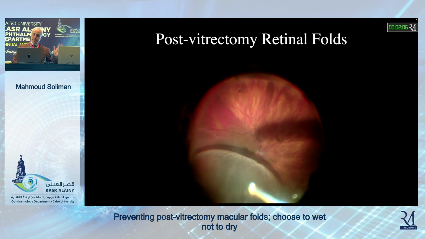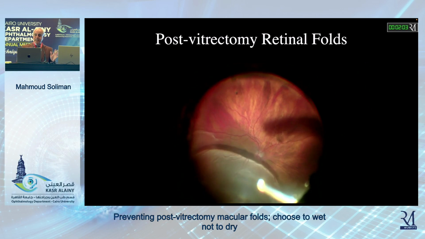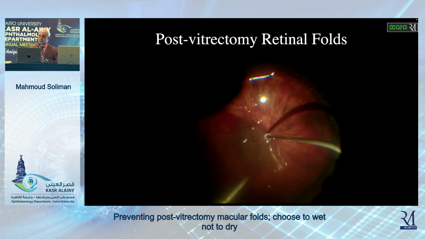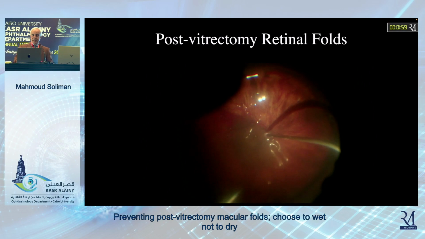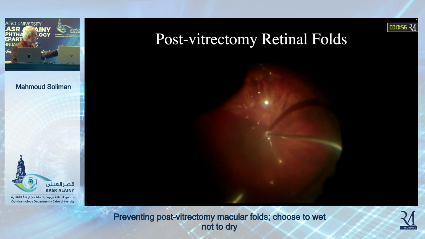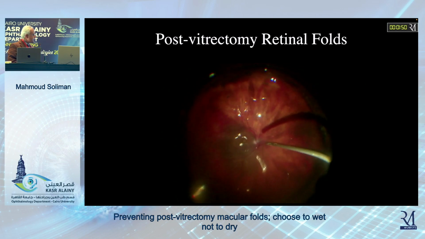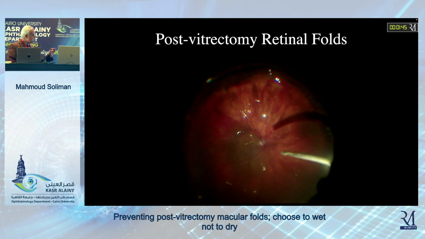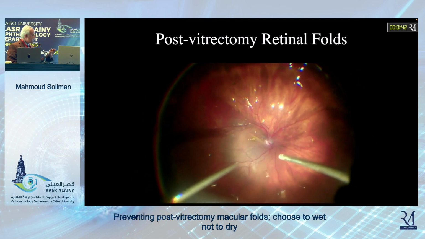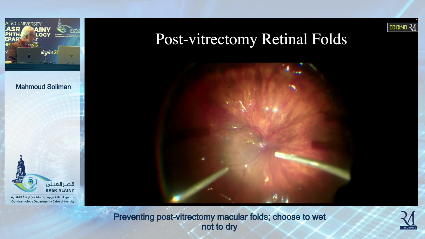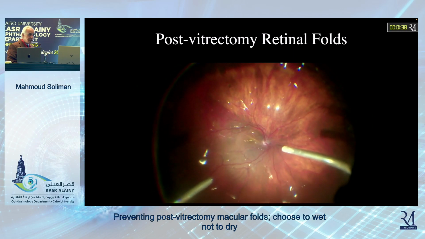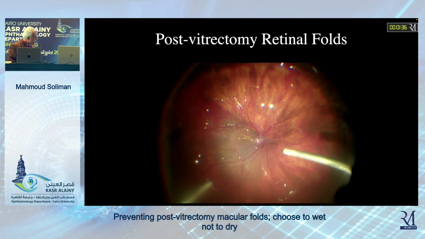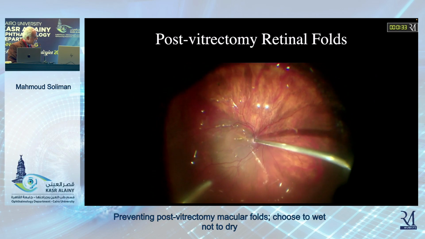Let's look together at what we are doing. This is a typical picture. We did PFCL and flattened the retina, where the retina is being flattened now. I'm removing all the PFCL from the back of the eye, and in a moment you'll see what's going to happen. Look now. This is a foveal fold. Why? Because the fluid from the periphery went down and is entrapped here.